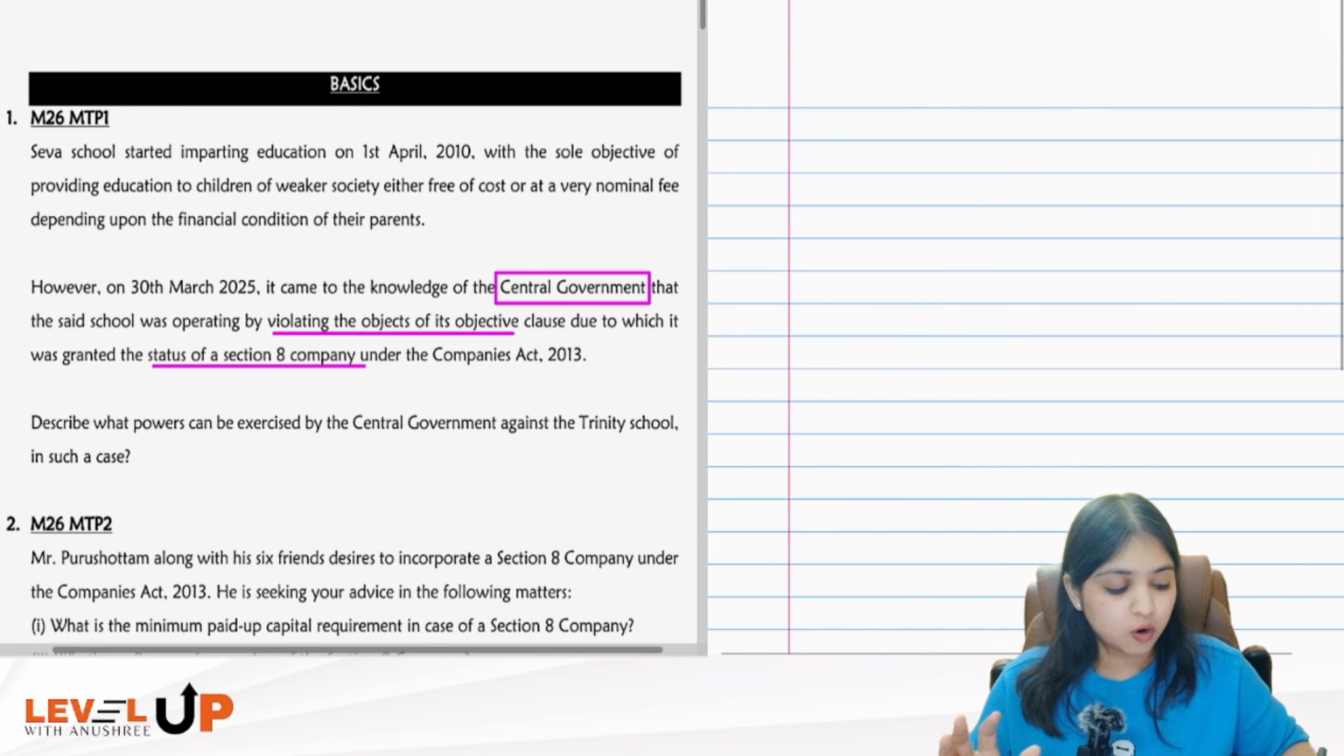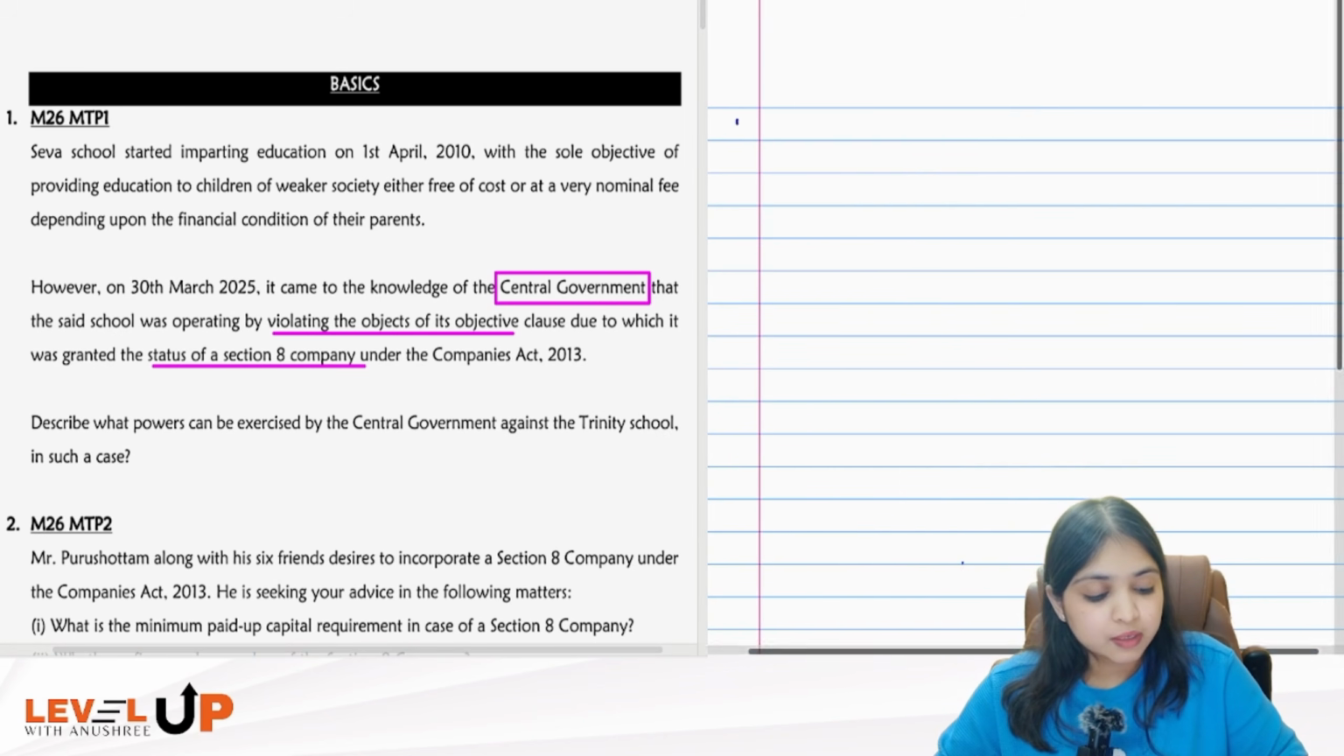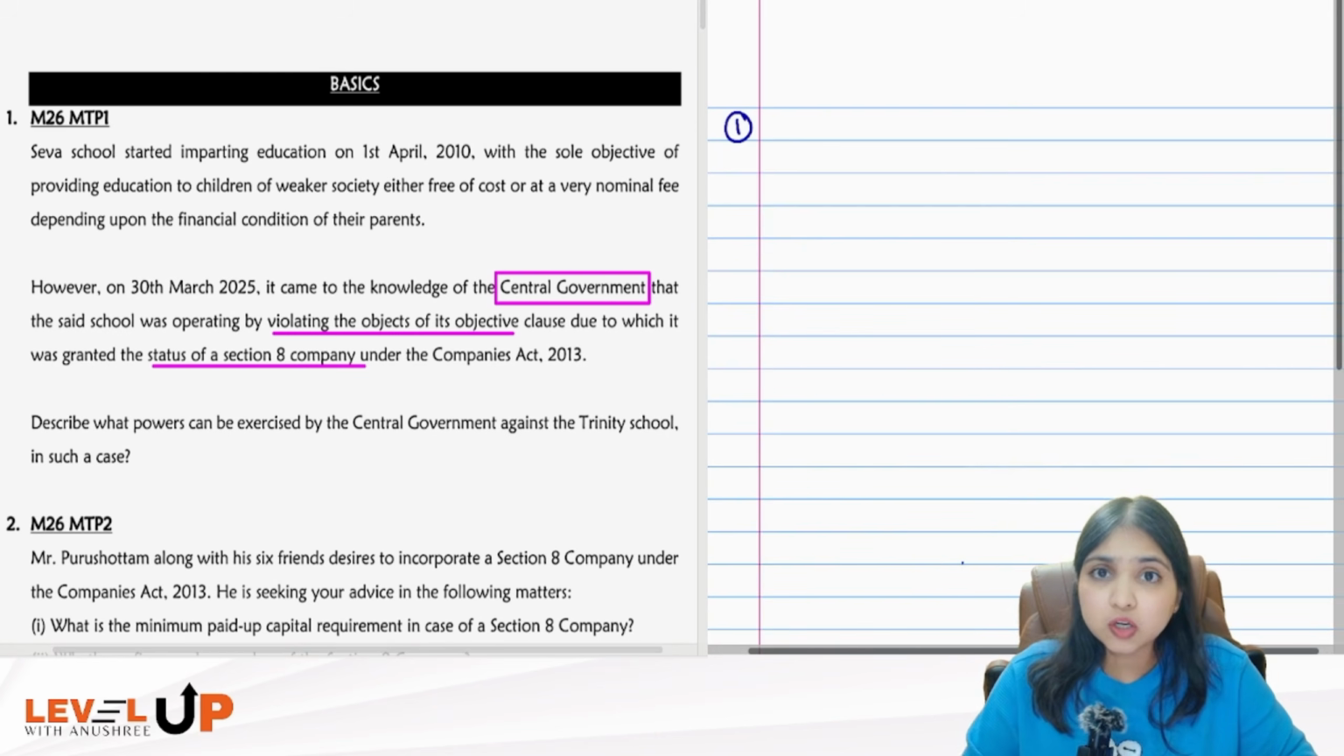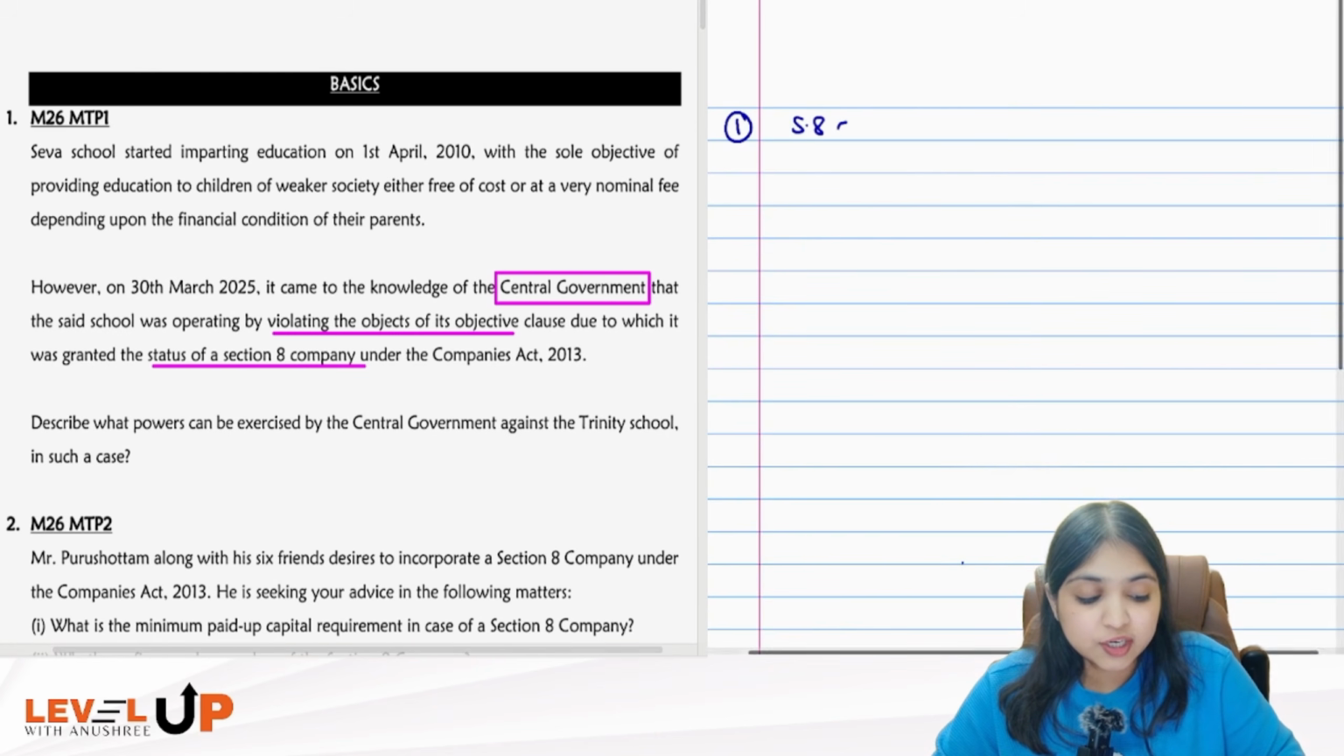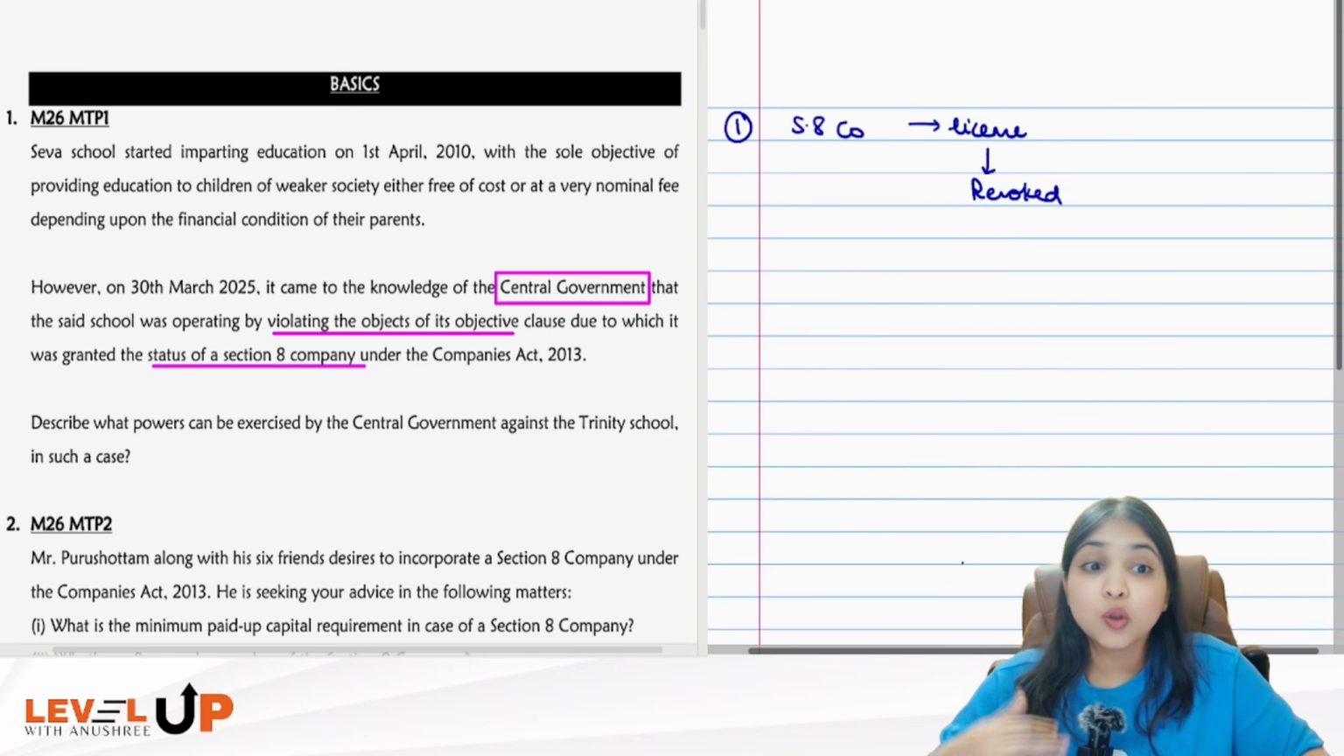So very simple concept. I'll remind you about the concept first. The very first question over here, the concept goes like this. So if it's a Section 8 company, it first of all requires a license, guys. Now this license gets revoked in certain situations. When does it get revoked?